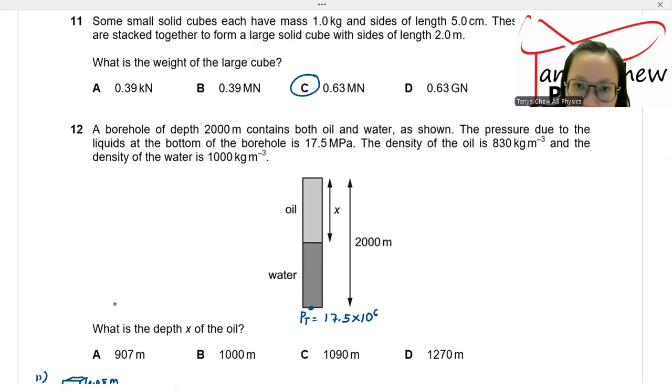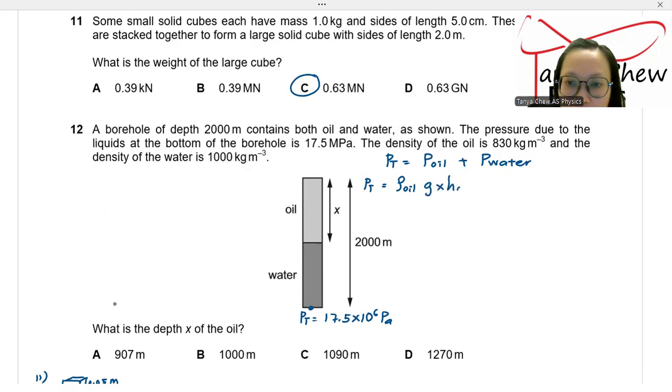I just put 10 to the power 6 Pascal. Is that okay? Now, total pressure, remember, total pressure is the pressure of the oil plus the pressure of the water. Remember, there's another expression of the pressure of the liquid, which is density of oil, g, times the height of the oil, plus density of the water, times g times height of the water.